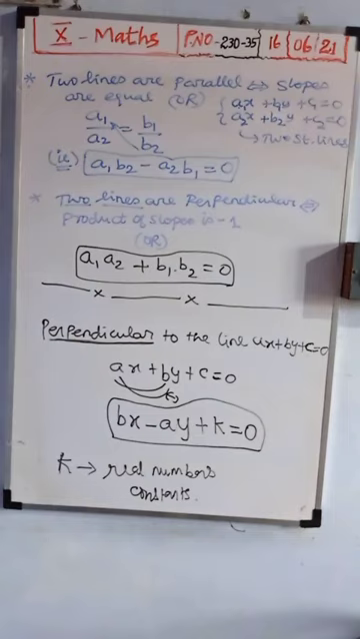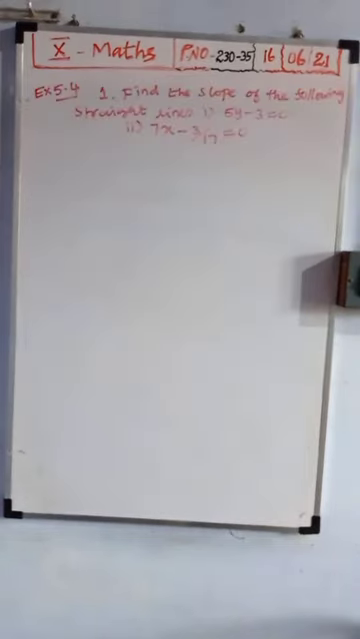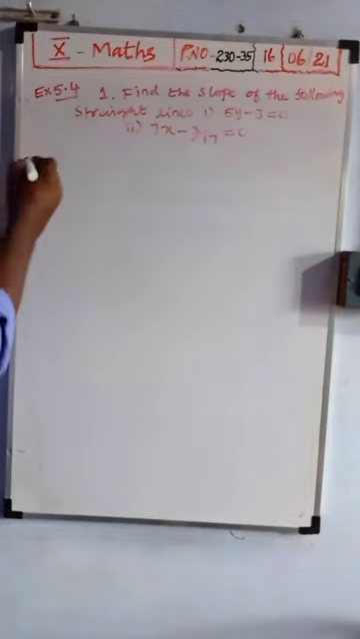Exercise 5.4 we are going to solve. Okay, see exercise 5.4, first question. Find the slope of the following straight lines: 5y minus 3 is equal to 0, and the second is 7x minus 3 by 17 is equal to 0. Okay, see the solution. First one.